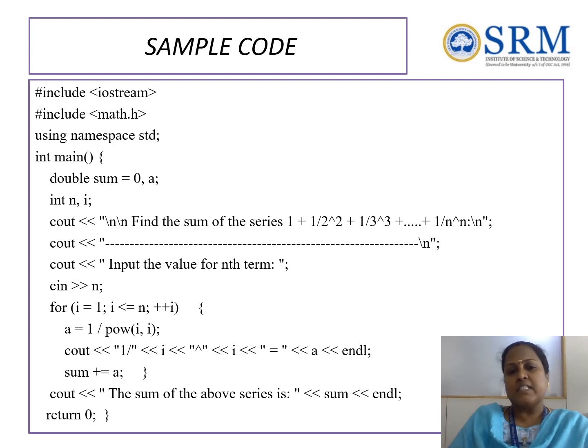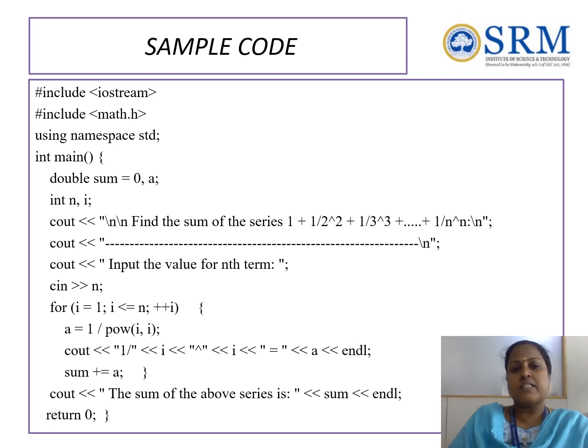Then it is a continuous, iterative process, so a for loop is required here. For I equal to 1, initialize the value, then I less than or equal to n, I plus plus. A equal to 1 by pow of I comma I. This process is repeated. The sum is calculated. Initially sum equals 0, and that is assigned with the A value.